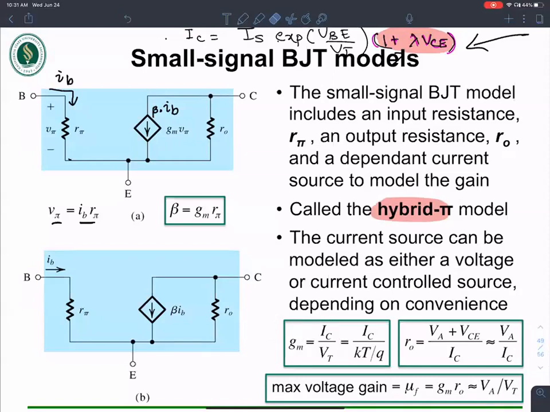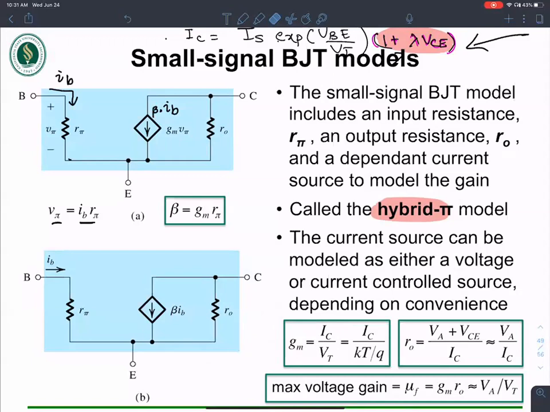Okay, gm. So gm is IC over VT, which is IC over KT over Q. So gm can be evaluated if you have IC and VT. So gm is a function of the operating point of the MOSFET, or the bias point, or the quiescent point. Okay, so now there's also r naught, which is 1 over lambda IC.